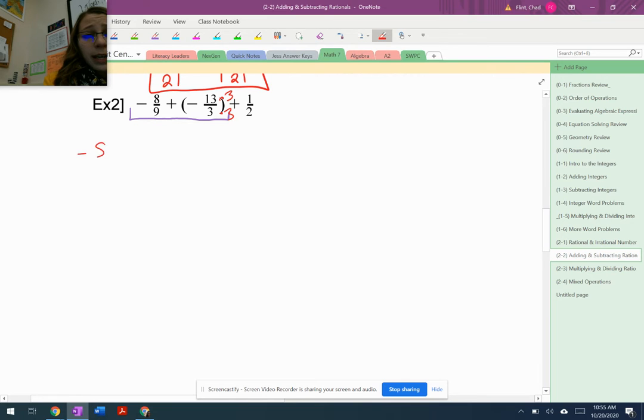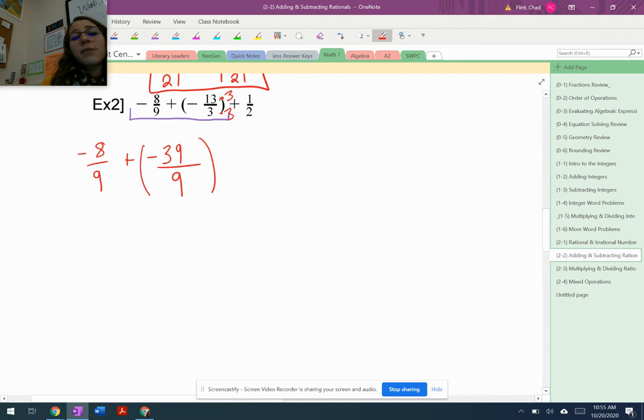So -8/9 stays the same, plus -13 times 3 is 39, and 3 times 3 is 9. It is okay to still have that in parentheses. However, just like we've talked about, we don't need those parentheses. We know that negative is belonging to that fraction. And I'm just going to carry down that plus 1/2 to look at later.